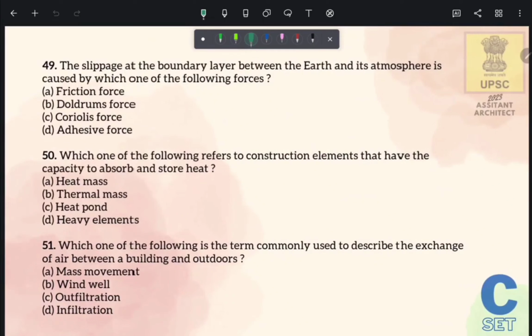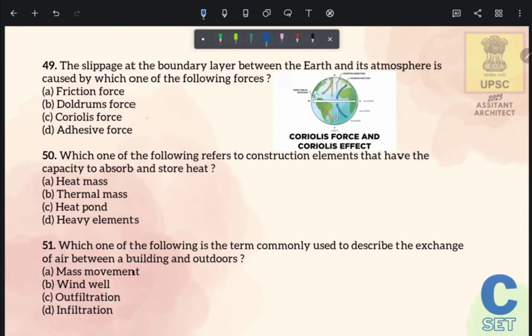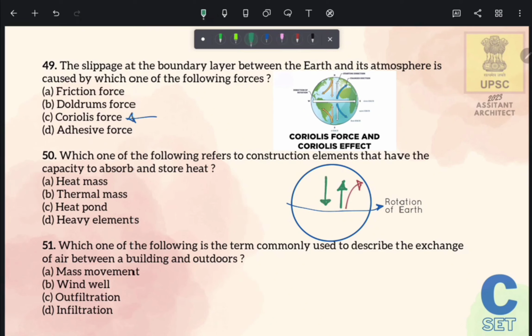Let's move to the next question. The slippage at the boundary layer between the earth and its atmosphere is caused by which one of the following forces? So this happens because of Coriolis force. Now we will see what happened due to this force. So this effect generally happens due to the rotation of earth, and if an object is moving in this direction, there will be a change in the direction of that object. Similarly, it will work in the other part of the earth.